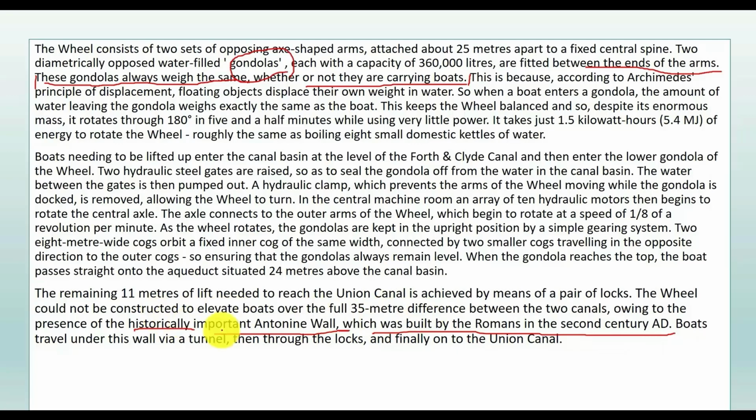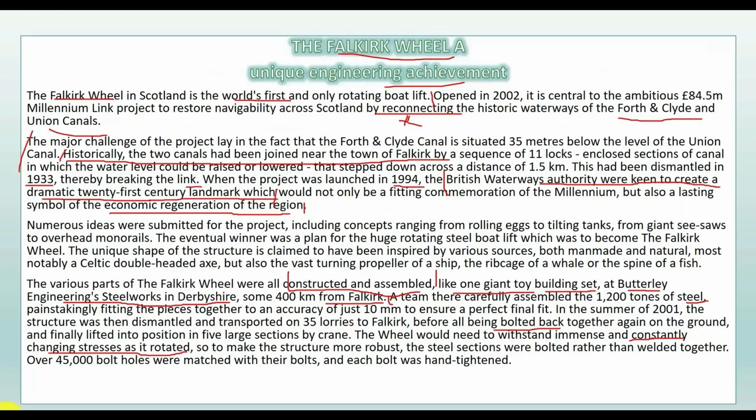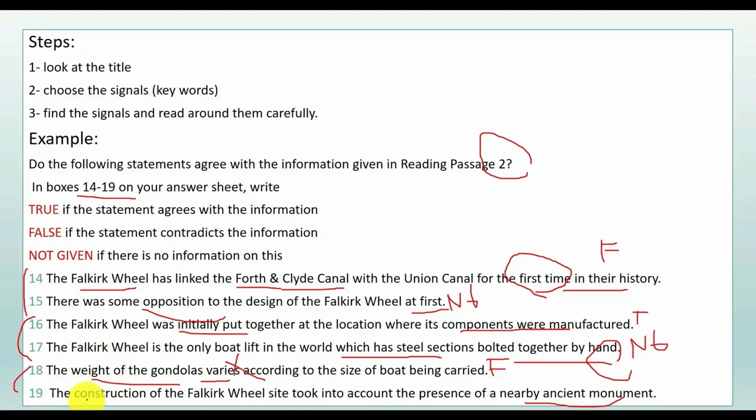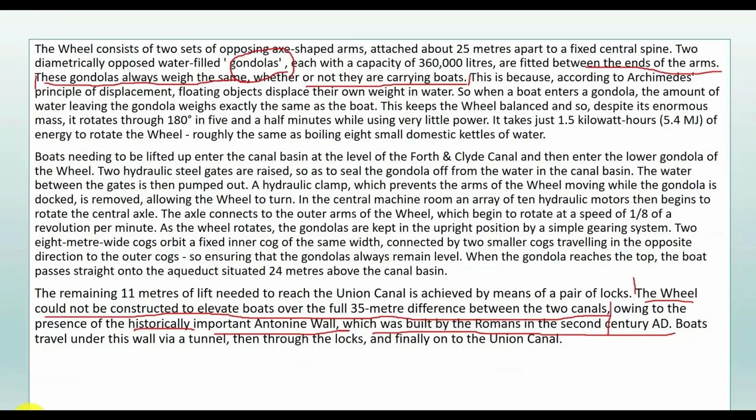Now let's read around that carefully. The wheel could not be constructed to elevate boats the full 35-meter difference between the 2 canals. Okay, that's a restriction for the wheel because of these Roman monuments. Now, let's go back to question 19. The construction of the Falkirk wheel site took into account the presence of a nearby ancient monument. Okay, that's true.